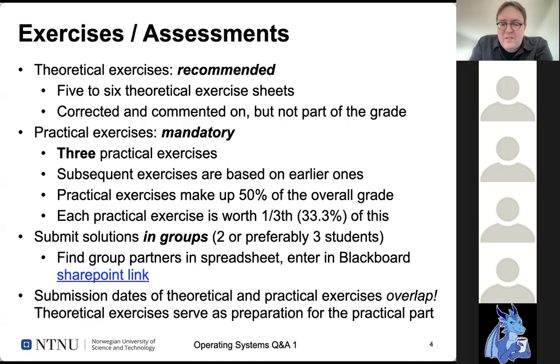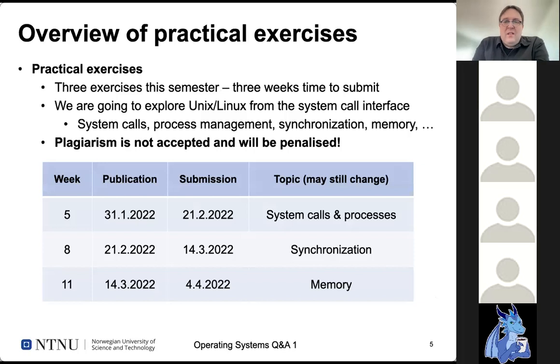But since theoretical exercises are not mandatory, you can obviously reduce your stress a bit. And we try to make the theoretical exercises in such a way that they also serve a bit as a preparation for the practical exercises. So, as I said, we have 3 exercises this semester, and our current plan is you have 3 weeks time to submit, and we'll start a bit later so you can collect a bit of knowledge to be able to work on your exercises.